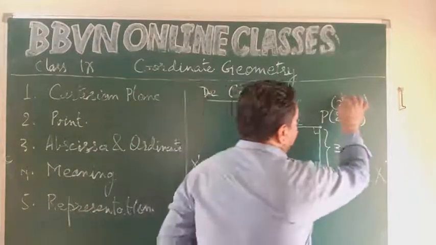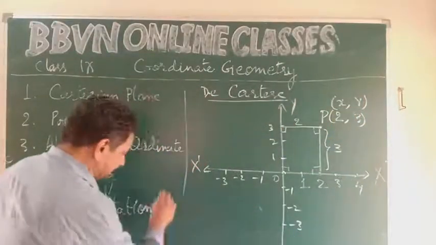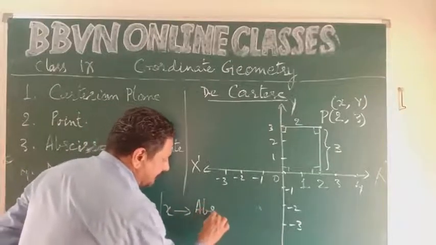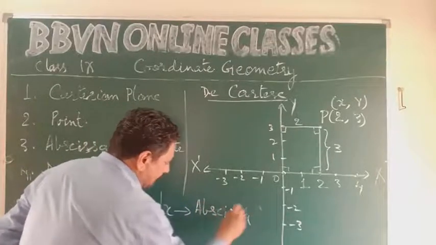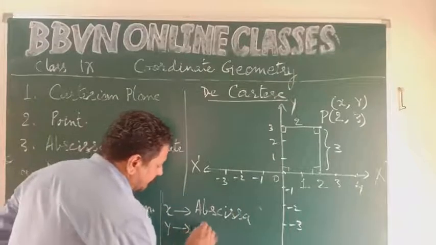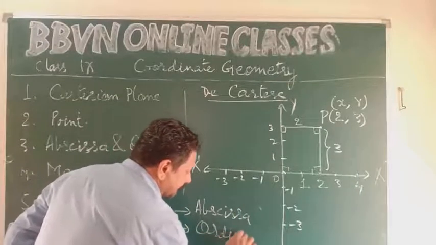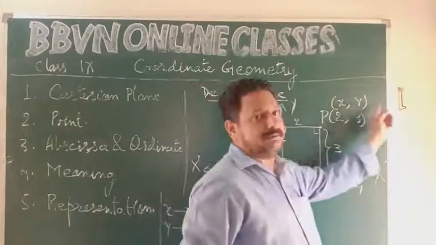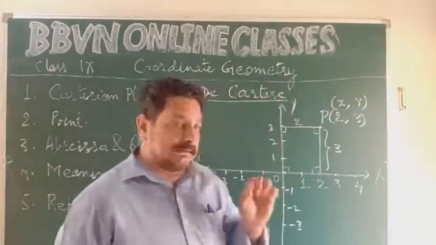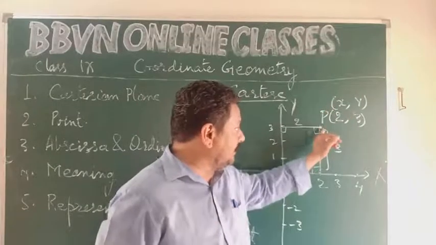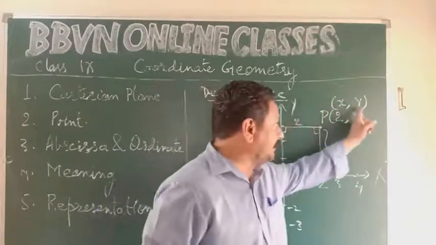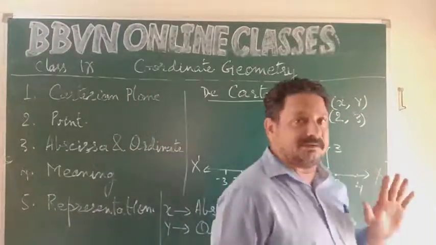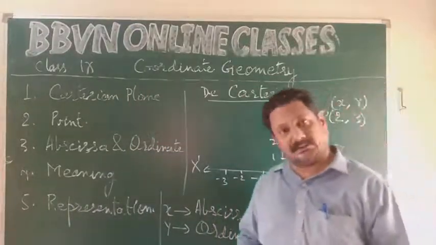Now, the x-coordinate of any point is called the abscissa, and the y-coordinate of the point is known as the ordinate, and every point is represented in the form of an ordered pair, x comma y. X represents the perpendicular distance from the y-axis and y represents the perpendicular distance from the x-axis. This is the general representation of a point in a Cartesian plane, right children?